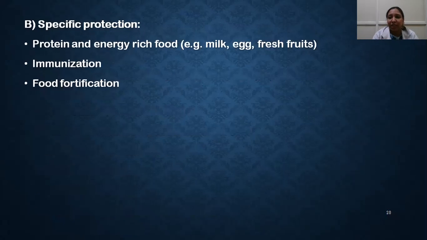Okay, next is the specific protection. Under primary prevention, we also have specific protection, like how specifically we can protect the child from malnutrition, like giving adequate protein and energy rich foods. Growing children have to be provided with milk, eggs, fruits, vegetables, fresh fruits and vegetables, and the non-vegetarian diet. All this they have to be given more. And immunization to protect from the common diseases, the vaccine preventable diseases.